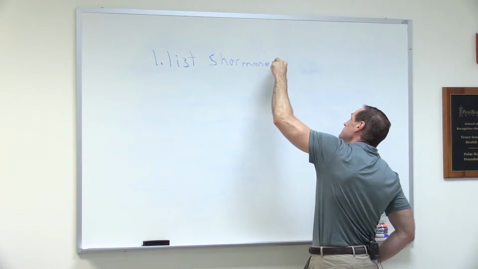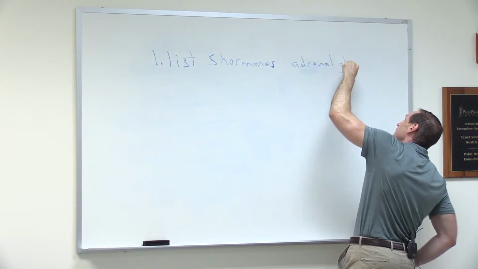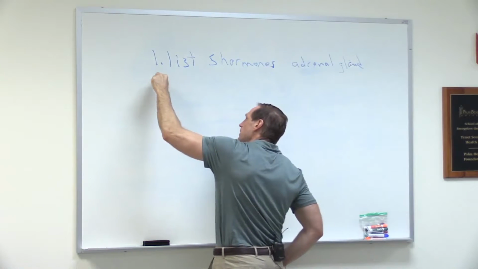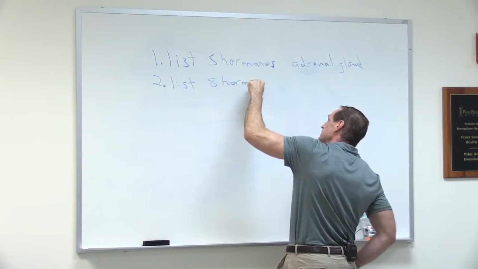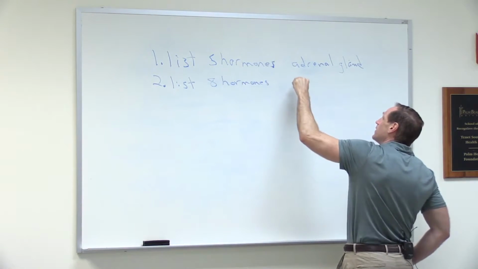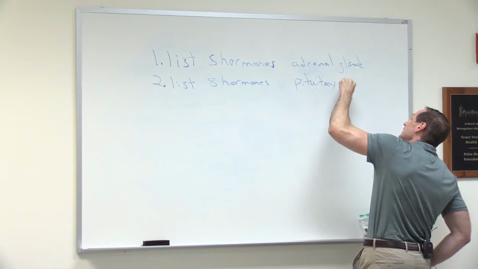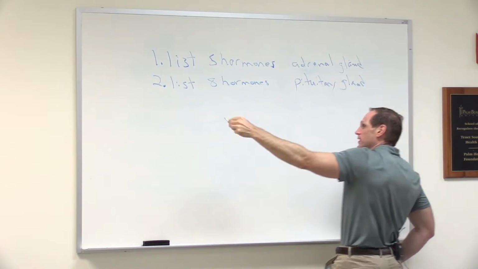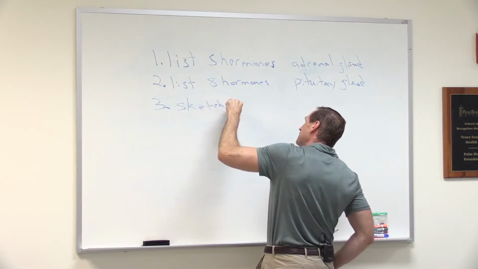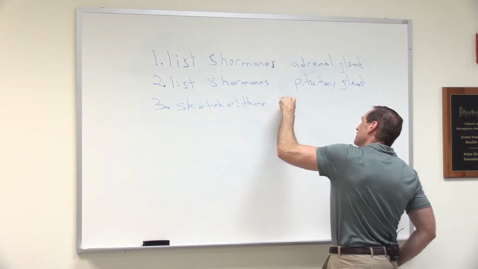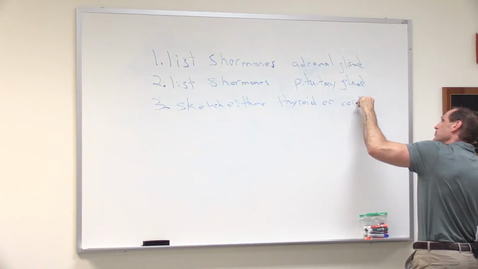List 5 hormones that are produced by your adrenal gland. Number 2, list 8 hormones produced by your pituitary gland. Now I'm going to give you a choice for number 3. Sketch either the thyroid or cortisol feedback loops.